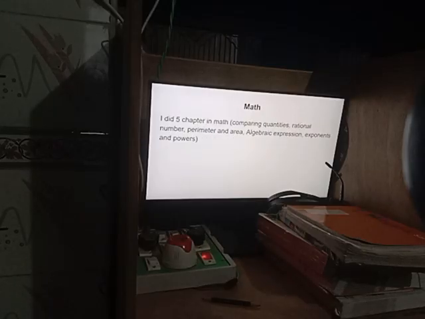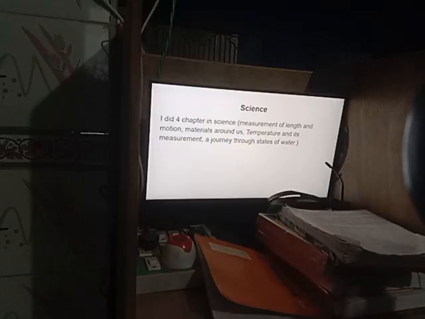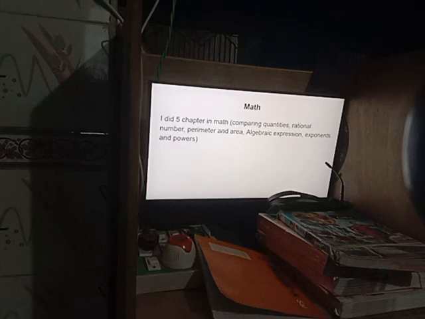So in this chapter, sorry, in science, these are the only things which I learned. And now in math, I learned from chapter 7 to chapter 11: comparing quantities, rational numbers, perimeter and area, algebraic expressions, and exponents and powers.